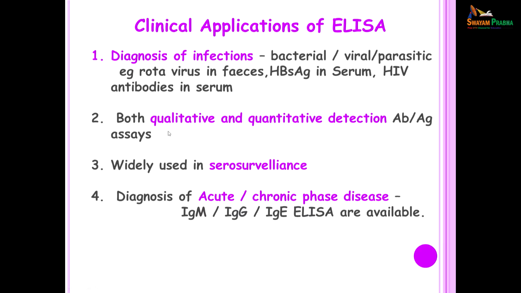It is both a qualitative as well as a quantitative test. It is widely used in serosurveillance, especially serosurveillance of HIV, and it is also used in the diagnosis of acute and chronic phase disease. So, an IgM ELISA usually indicates an early infection, whereas an IgG ELISA will indicate a late infection. IgE is also an antibody which can be detected by the ELISA test, although it is present in very small quantities in the serum.